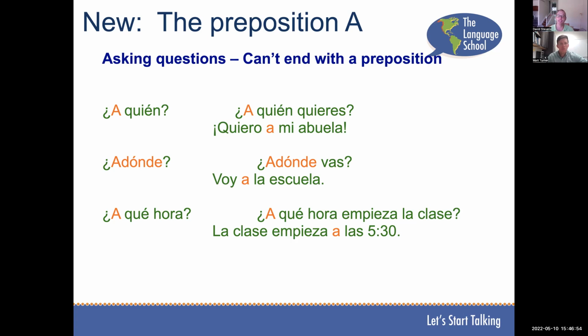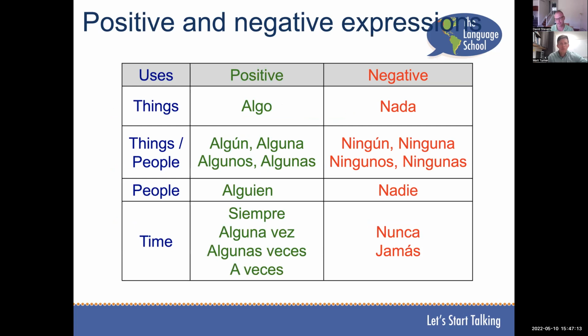¿A dónde is to where? Where are you going? ¿A dónde vas? Voy a la escuela, I go to school. And then the last one is at what time? We would just say what time or when. ¿A qué hora? ¿A qué hora empieza la clase? La clase empieza a las 5:30. So just keep that in mind as you're asking questions to people. All right, moving on along.